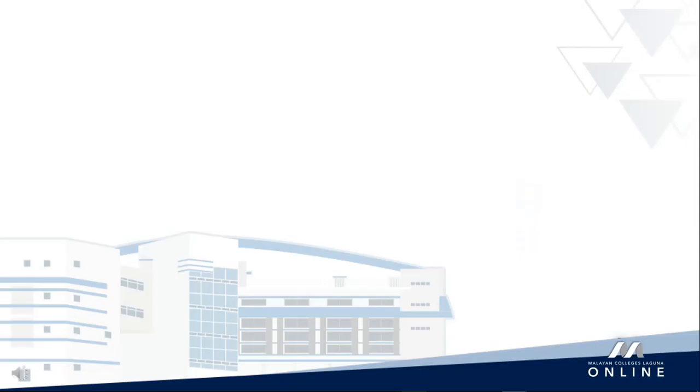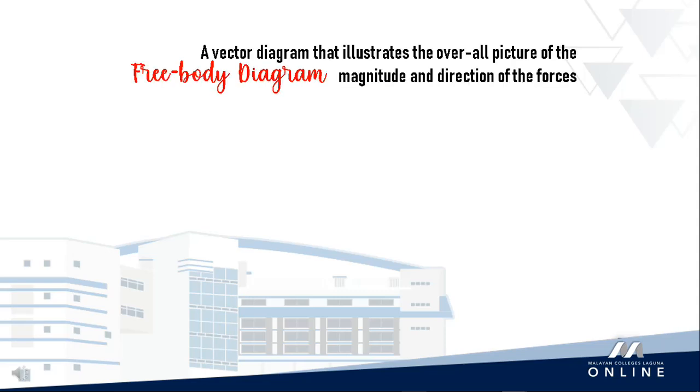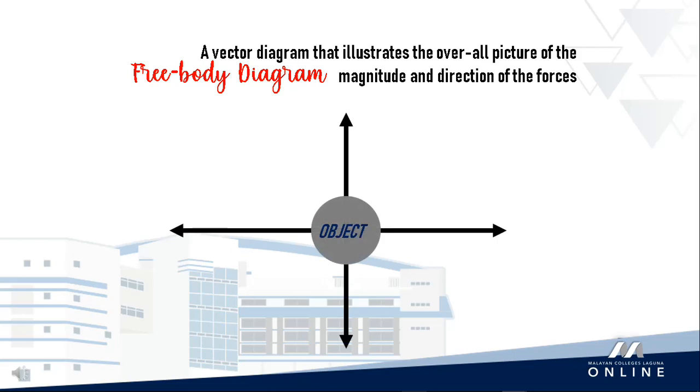A free body diagram is a vector diagram that illustrates the overall picture of the magnitude and direction of the forces that influence an object in a given scenario. This figure on your screen shows an example of a free body diagram with four types of forces influencing the object.